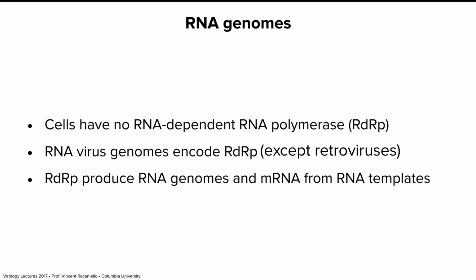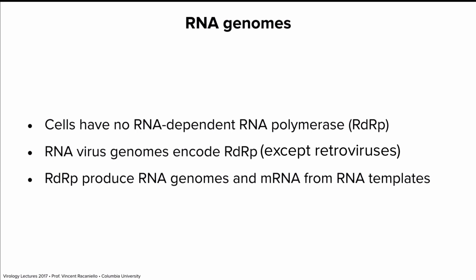A key point here is that cells do not encode an enzyme called RNA-dependent RNA polymerase, or RDRP. I'll abbreviate that often. So we have DNA-dependent DNA polymerases that replicate our genomes and the genomes of DNA viruses. For RNA viruses, the enzyme is called an RNA-dependent RNA polymerase, and cells do not encode them.